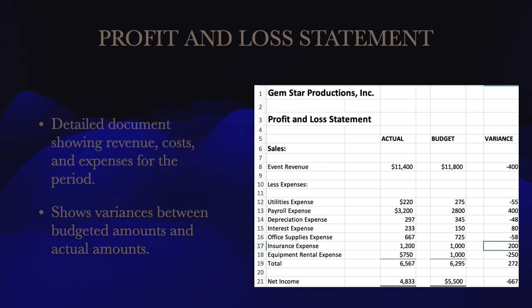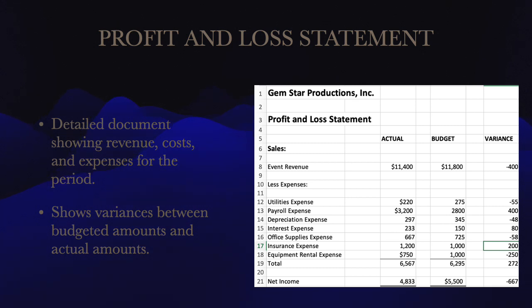Now let's dive into our expenses, or what we spent. Again, you can see we have our budgeted amount for each category, what we spent, and the variances between the two. The first expense we have is our utility expense. This covered the lights, water, and waste used for the event. We had budgeted $275, but only ended up needing $220 to cover this cost due to our event running 30 minutes shorter than we had originally planned. And this saved us $55 in utilities.